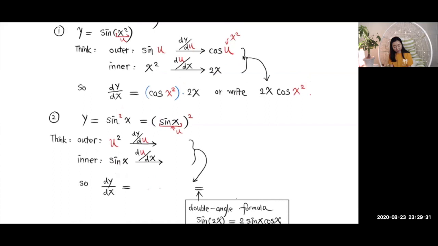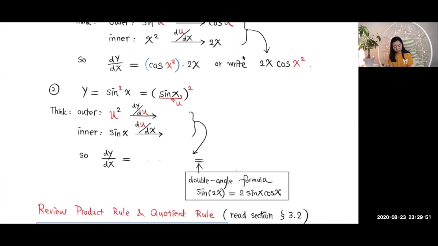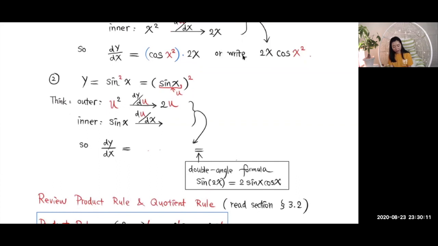Now let's look at the second example, y equals sine squared of x. Notice that the square on this side is the same as squaring this sine x. So you have sine x here, and then you square this whole quantity. If you think about this sine x as u, then the outer function will be u squared. When you differentiate this outer function with respect to u, you have 2u. And now we differentiate this inner function with respect to x, and we end up with cosine of x.